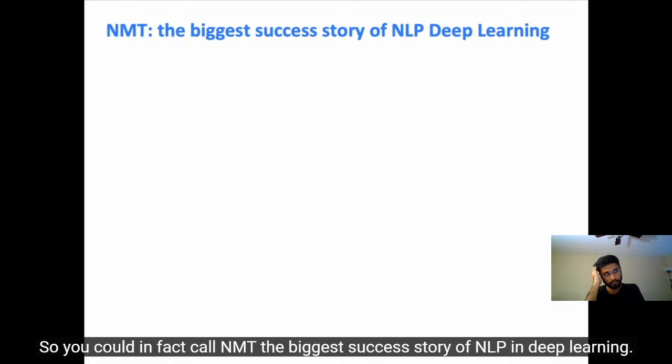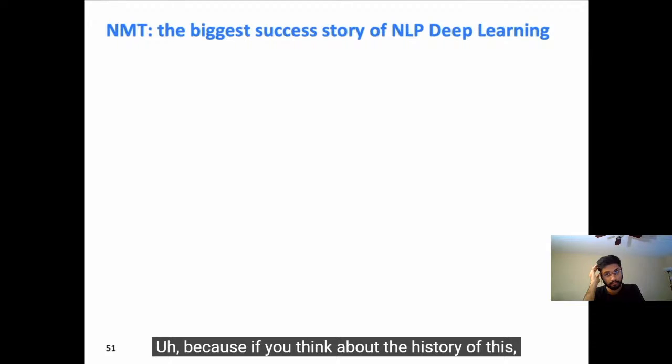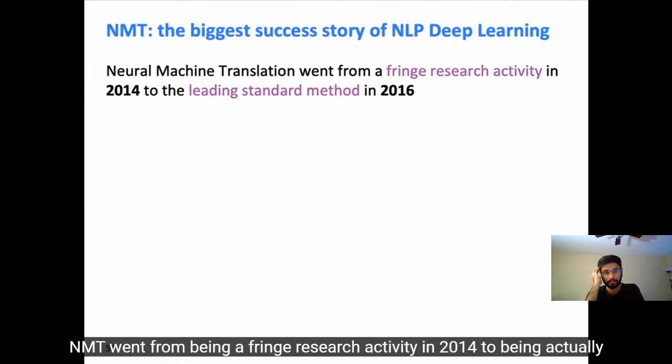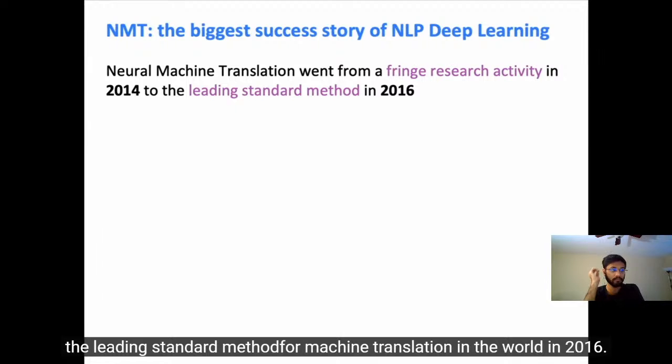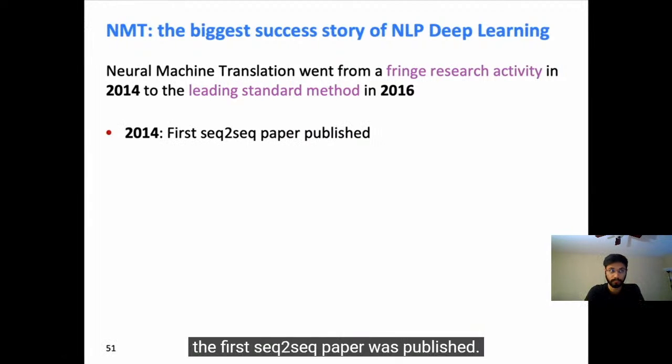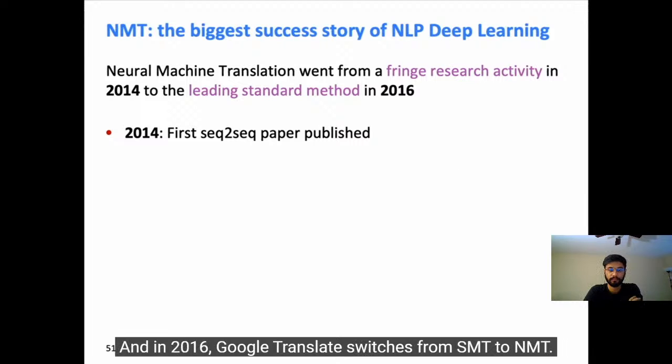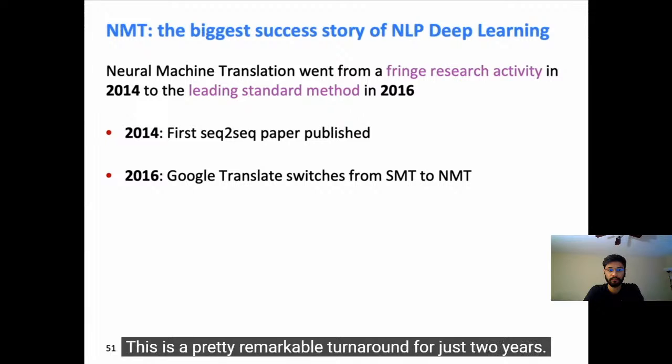So you could, in fact, call NMT the biggest success story of NLP in deep learning. Because if you think about the history of this, NMT went from being a fringe research activity in 2014 to being actually the leading standard method for machine translation in the wild in 2016. In particular, in 2014, the first seq2seq paper was published, and in 2016, Google Translate switches from SMT to NMT. This is a pretty remarkable turnaround for just 2 years.